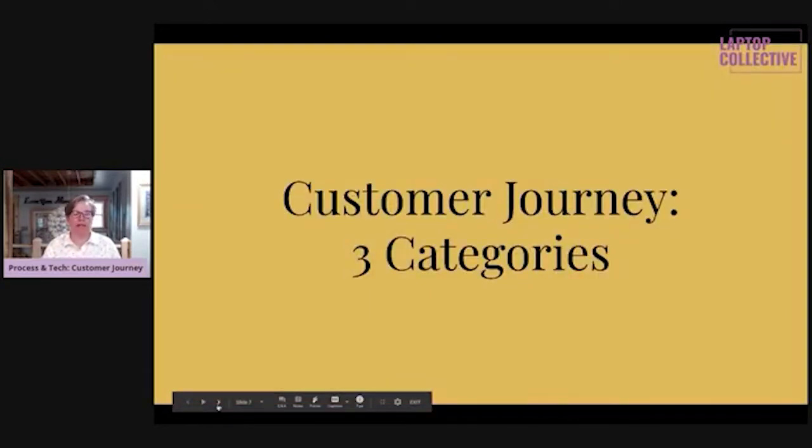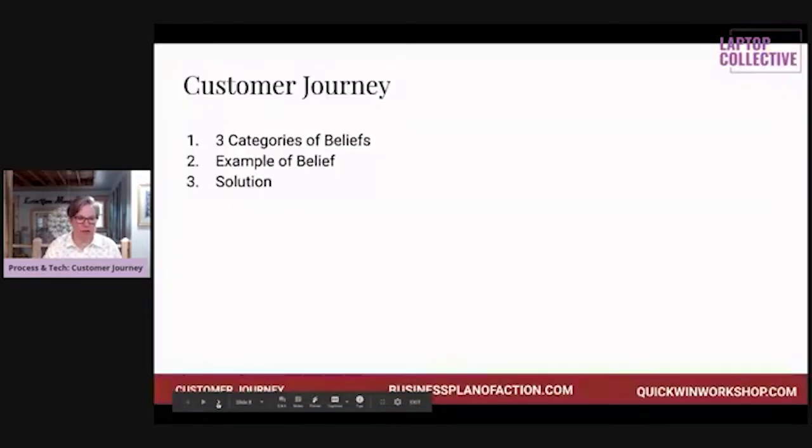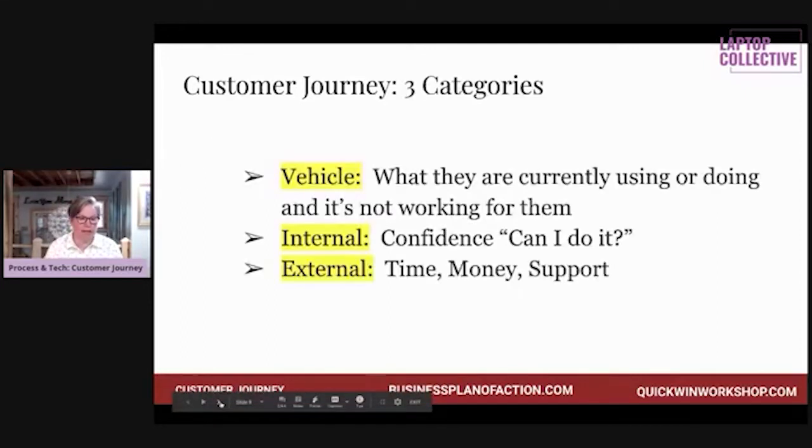So we're going to break the customer journey down into 3 different categories. This is how we're going to talk about it. So 3 categories of beliefs. I'm going to explain exactly what those are, and I'm going to give you an example, and then we're going to see the solution. The example of the belief will be in the 3 different categories, and then I will show you an example of a solution. Okay. So we're breaking it down here.